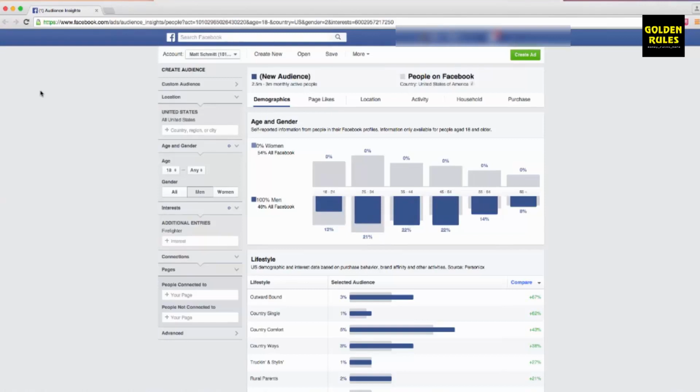Now we're talking about the audience insight tool. All this is, you go to your ads manager and you press the button that says audience insights. It's going to be in your navigation bar. And now we're here and we're back with our firefighter, right?